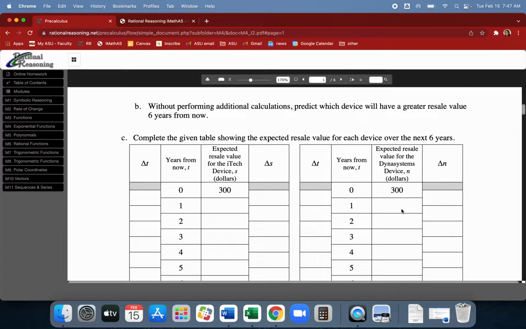If I want to find the next year value, I'm just writing up the decreases since I've scrolled past them. But number 1, the one on the left, that iTech device decreases by 30% per year. And number 2, the Dynasystems device, has a $45 decrease per year.